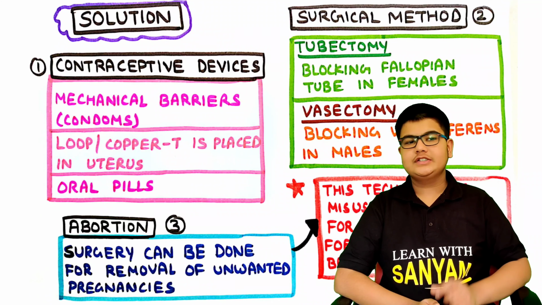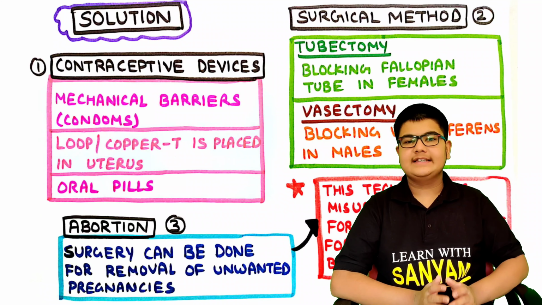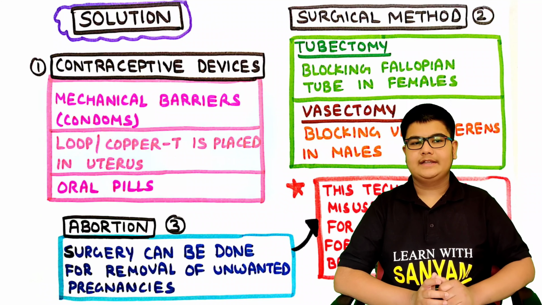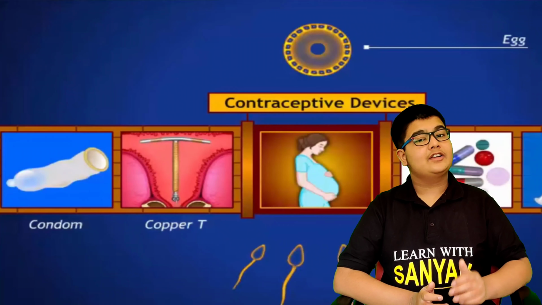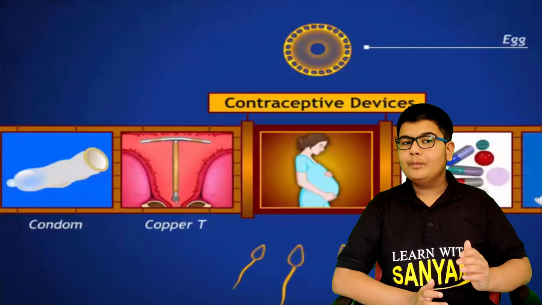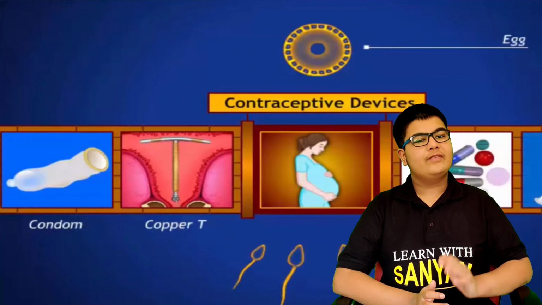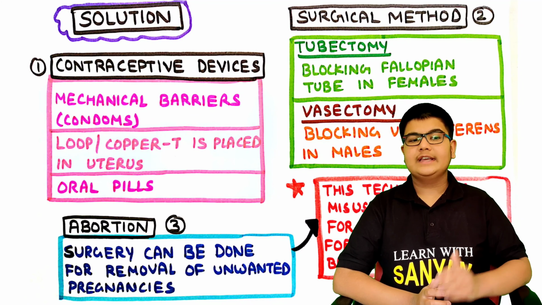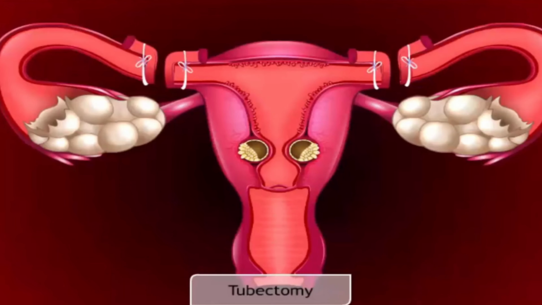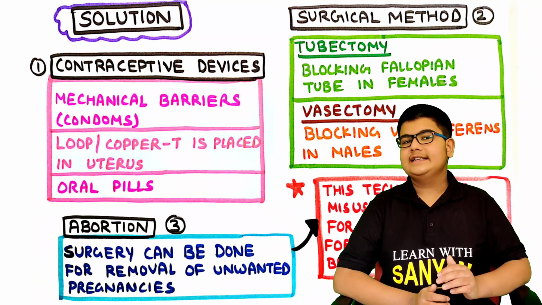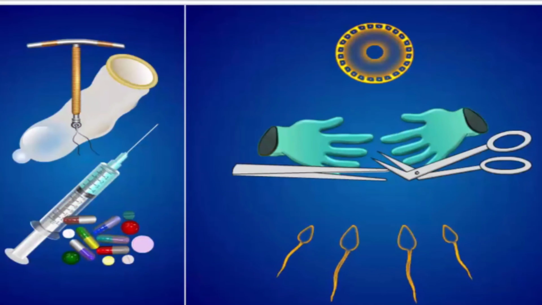We have two solutions. First is contraceptive devices and second is the surgical method. In contraceptive devices, we have mechanical barriers like condoms, or a loop or copper T is placed in the uterus of females, and females also take oral pills. In the surgical method, for females, it is tubectomy, in which the fallopian tube of females is blocked, and for males it is vasectomy, in which the vas deferens of males is blocked.